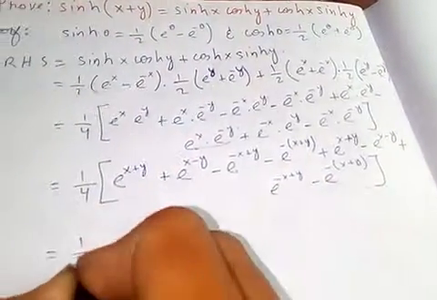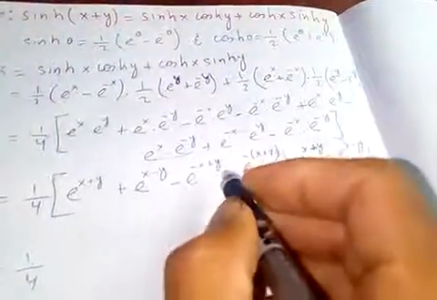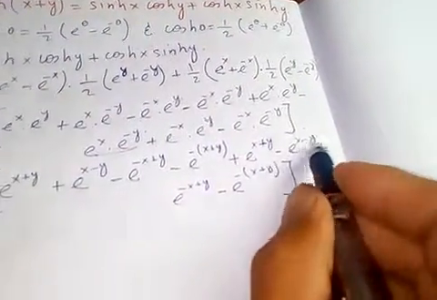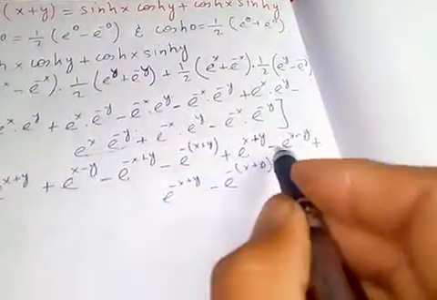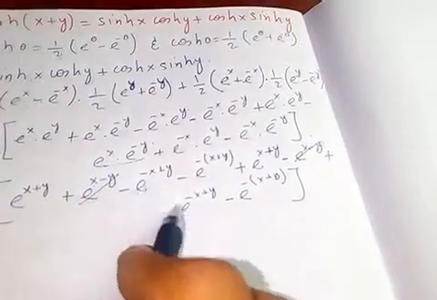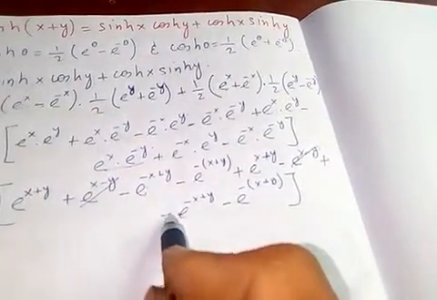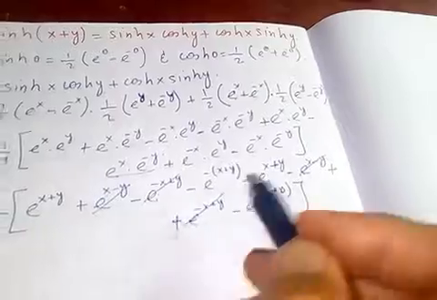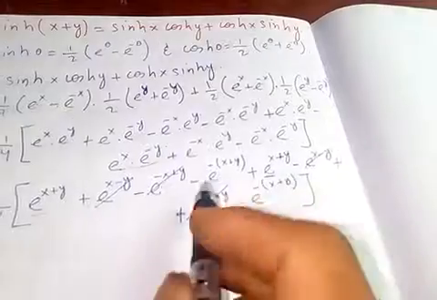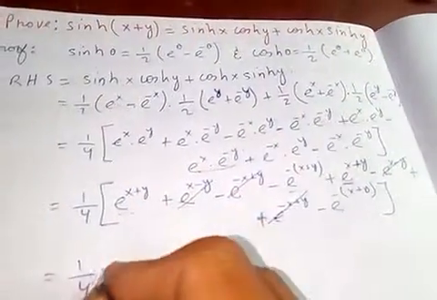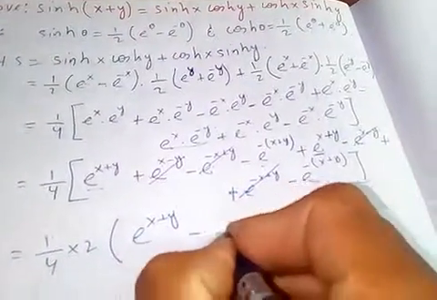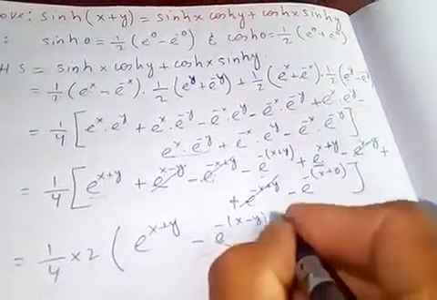So what can we cancel here? x minus y, x minus y, minus plus, so this gets cancelled, and next is this and this, this is plus, okay, so these two get cancelled. So this and this one end up as two, and this ends up two, so let's take out common, e to the x plus y minus e to the negative of x plus y.